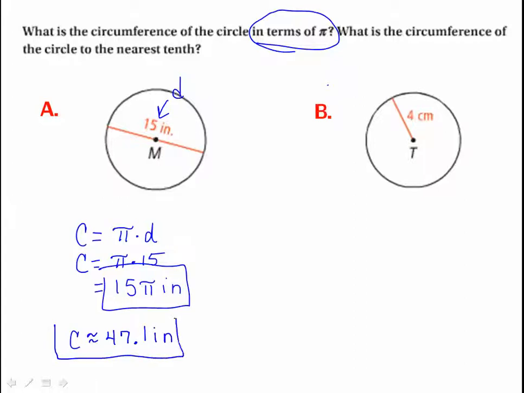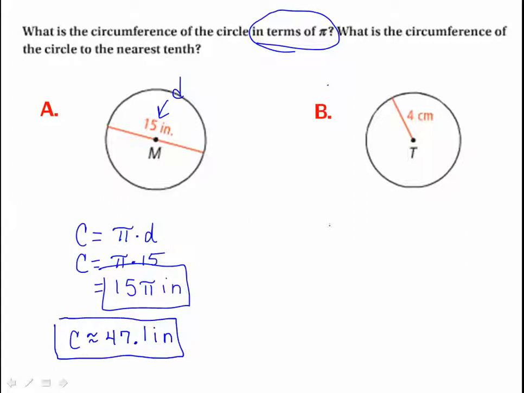So notice the difference between these two answers. If you're asked to leave something in terms of pi, then do not evaluate pi. If you're asked to find it to the nearest tenth, then go ahead and find pi on your calculator and take 15 and multiply it by pi.